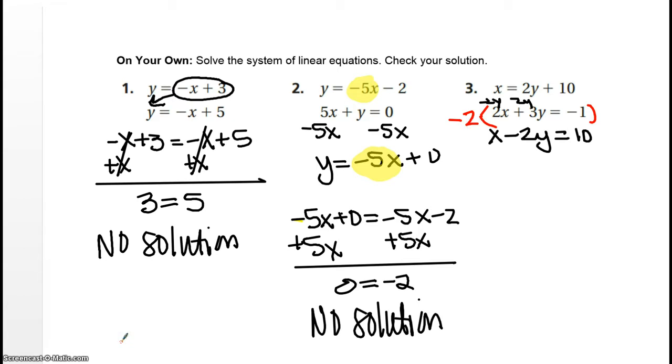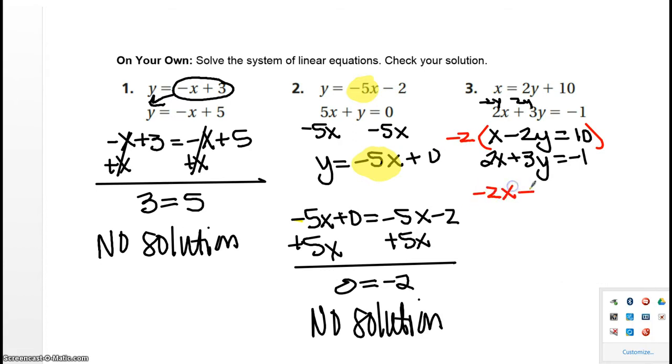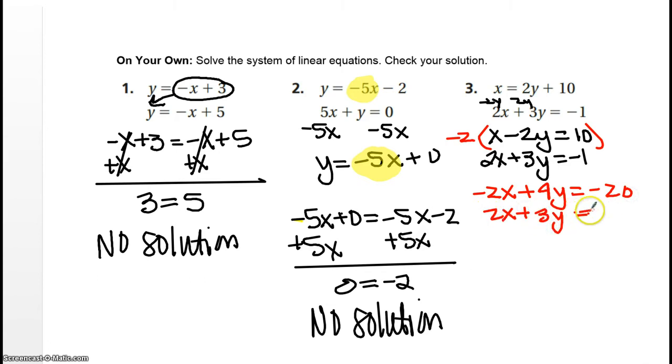And when I do that, oops, I knew something wasn't right. I'm going to multiply the first equation by negative 2. I'm going to rewrite the second one so we don't get confused. So this is my actual system. Okay, and I'm actually multiplying this first equation by negative 2. So I have negative 2x plus 4y equals negative 20, and 2x plus 3y equals negative 1. I didn't change that equation, so all I'm doing is rewriting it.